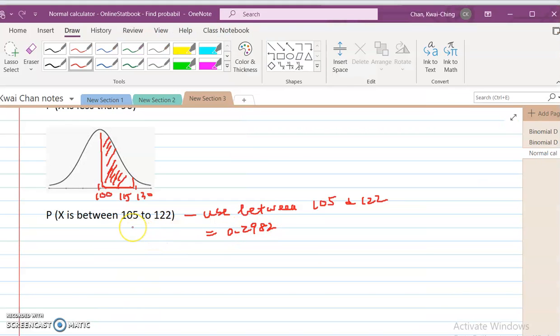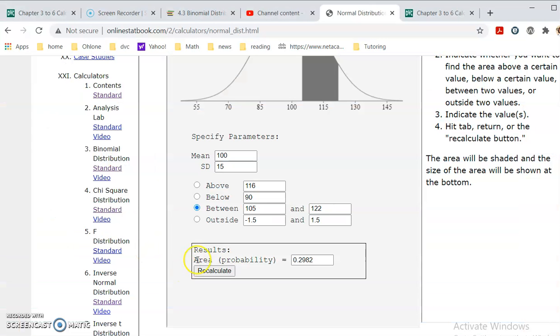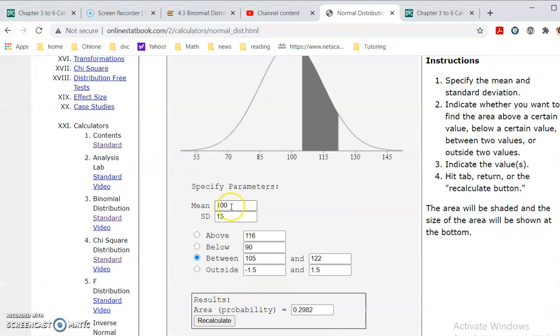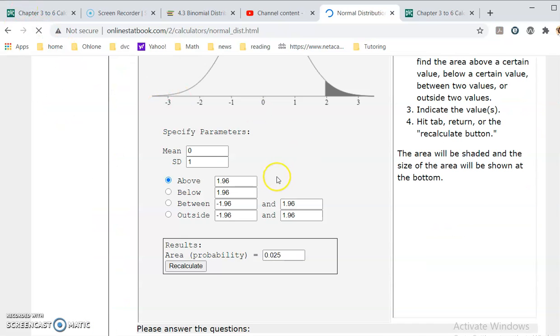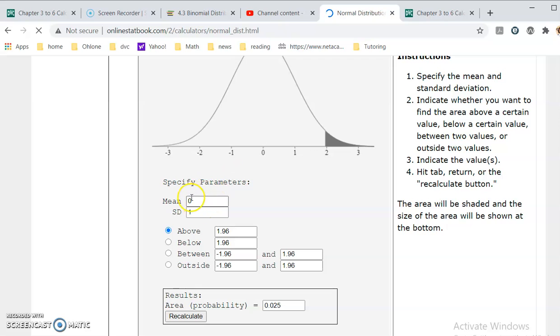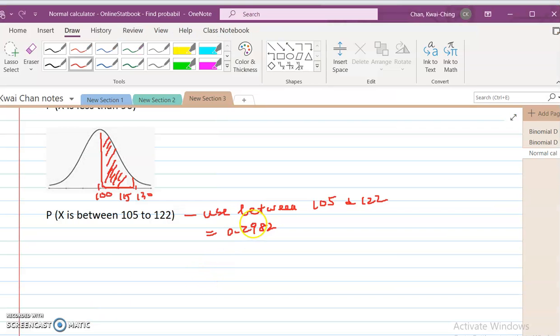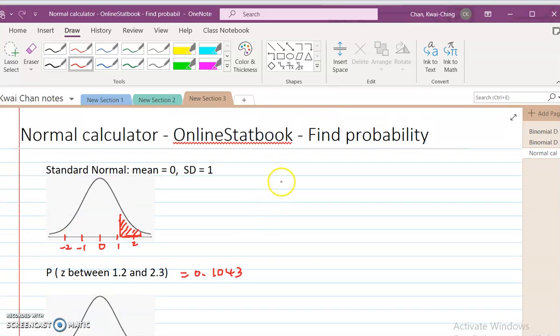So remember to recalculate. Also remember to make sure that you have the mean and standard deviation correctly entered. Sometimes people forget, they think they have, but it could be left over from last time, or it could be just standard normal. If you want standard normal, you have to set it to 0 and 1, or you can just do a browser refresh, which resets it to 0 and 1. Okay, so that's how you use the OnlineStatbook normal calculator.